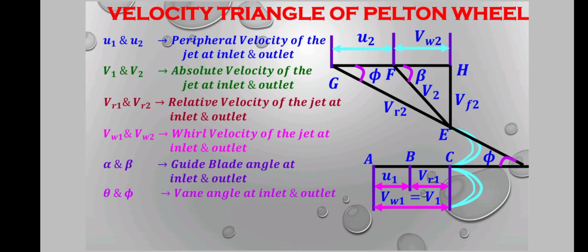So this is the velocity triangle of a Pelton wheel turbine, which gives the values of U1, U2, V1, V2, VR1, VR2, VW1, VW2, and alpha, beta, theta and phi. U1 and U2 give the peripheral velocity at inlet and outlet, V1 and V2 give the absolute velocity of the jet at inlet and outlet, VR1 and VR2 give the relative velocity of the jet at inlet and outlet, VW1 and VW2 give the whirl velocity at inlet and outlet, alpha and beta give the guide blade angle at inlet and outlet, and finally theta and phi give the vane angle at inlet and outlet.